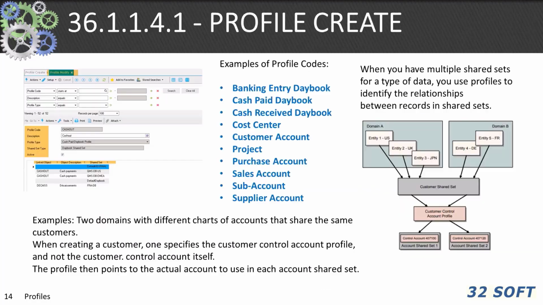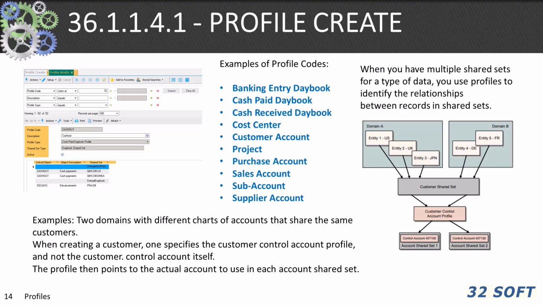When you have multiple shared sets for types of data, you use profiles to identify those relationships between the records in the shared sets, such as two domains with different charts of accounts for the same customers, or different AR and AP accounts for domestic and international trade. Examples of profile codes can be banking entities, cash paid, cost center, projects, sales accounts, or sub-accounts.